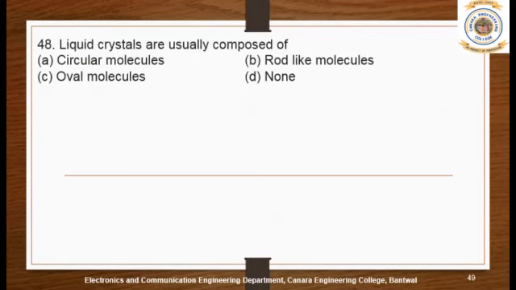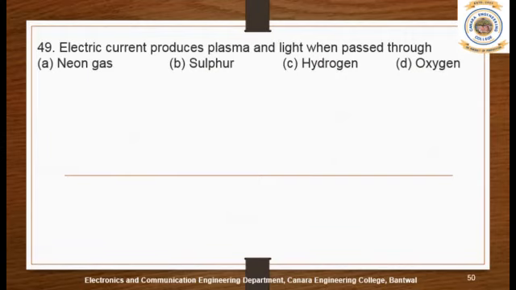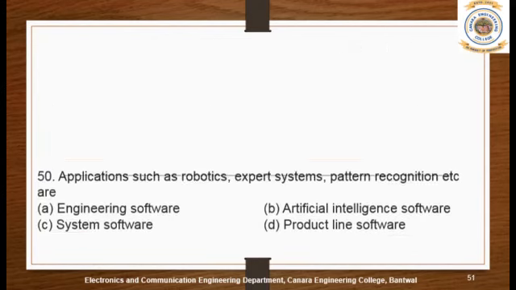Then LCD or liquid crystals are usually composed of rod-like molecules. So that is used to create any LCD or liquid crystals. Then electric current produces plasma and light when passed through neon gas. Sulfur, hydrogen and oxygen cannot be used in producing plasma and light with an electric current. So that is using the neon gas.